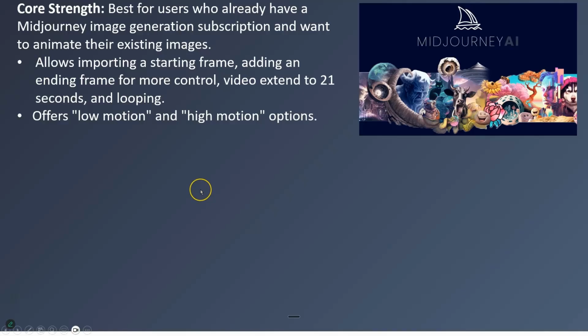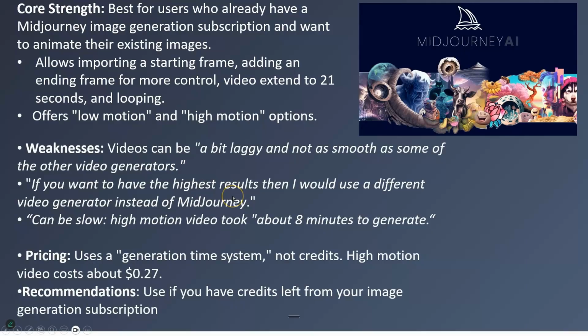Let's take the last frame of the previous video and make it the first frame of the next video. It allows you to determine how much motion, whether you have a lot of motion going on or less motion going on. It can be a bit laggy and not as smooth as some of the other video generators. It can be a bit slow to generate compared to the others.